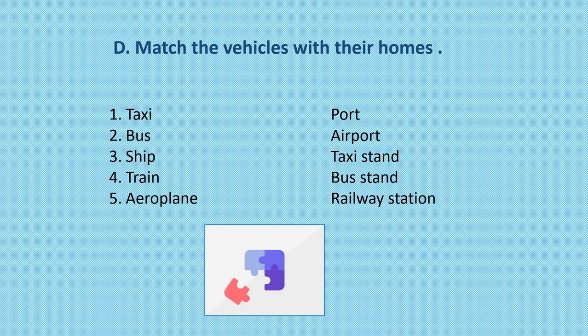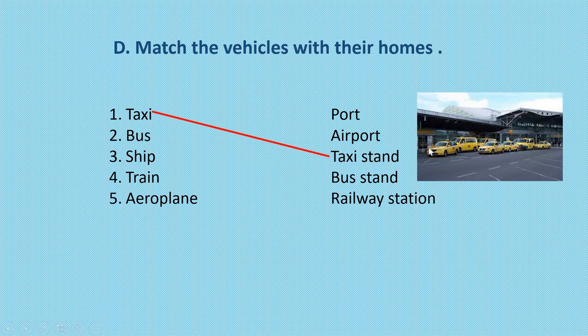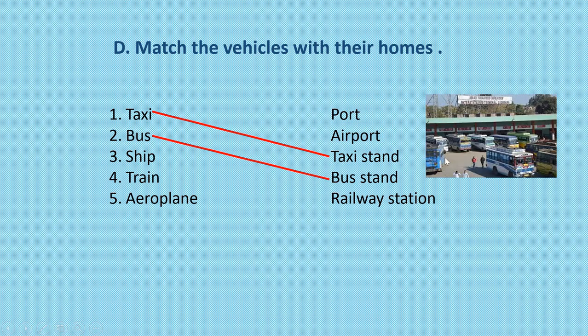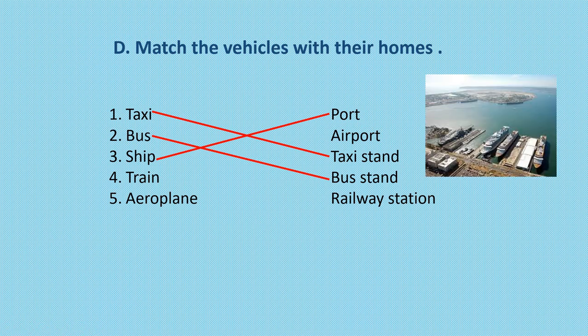D part, you have to match the vehicles with their homes, like taxi, bus, ship, train and aeroplane. You have to match with any one of these homes, which is the correct one. Now first of all, taxi. Its home is taxi stand. See the picture of taxi stand. Second is bus. So the home of it is bus stand. See the picture of bus stand. Number 3, ship. Its home is port. See the picture of port.